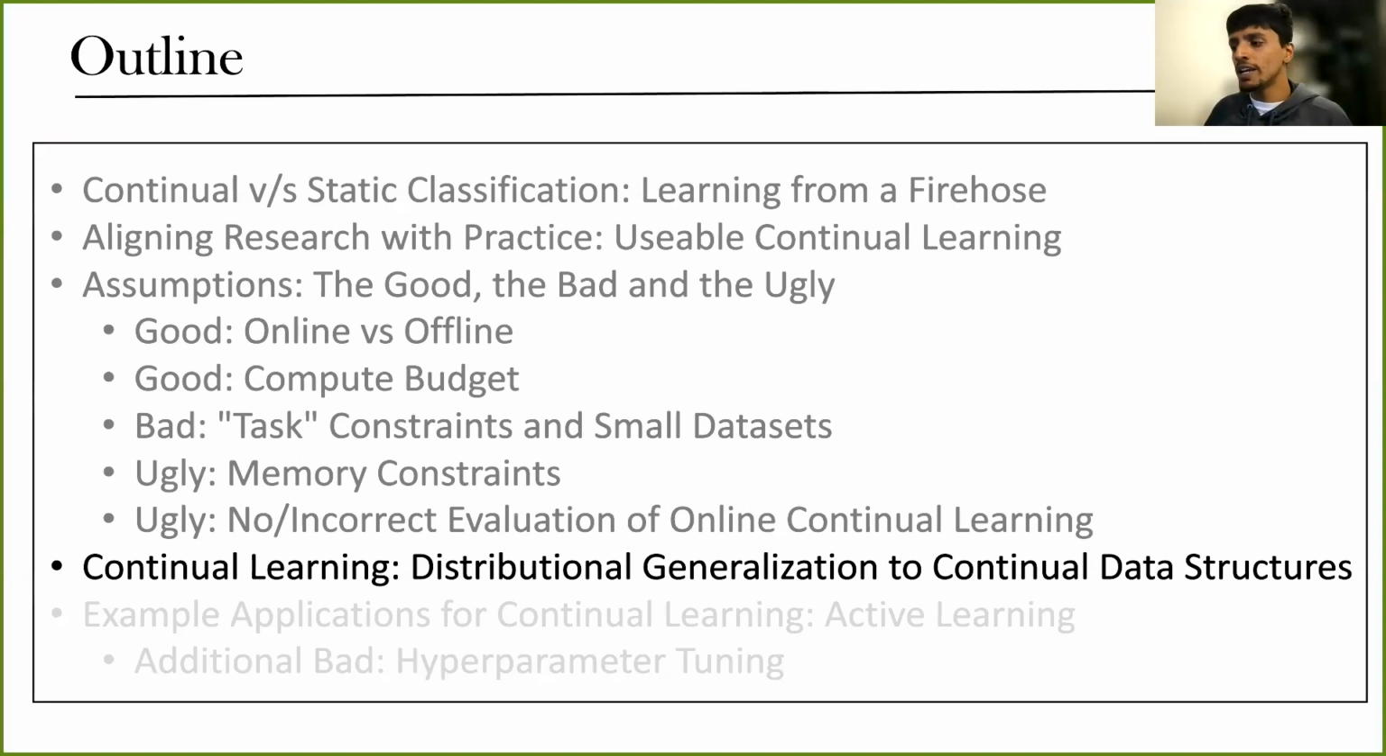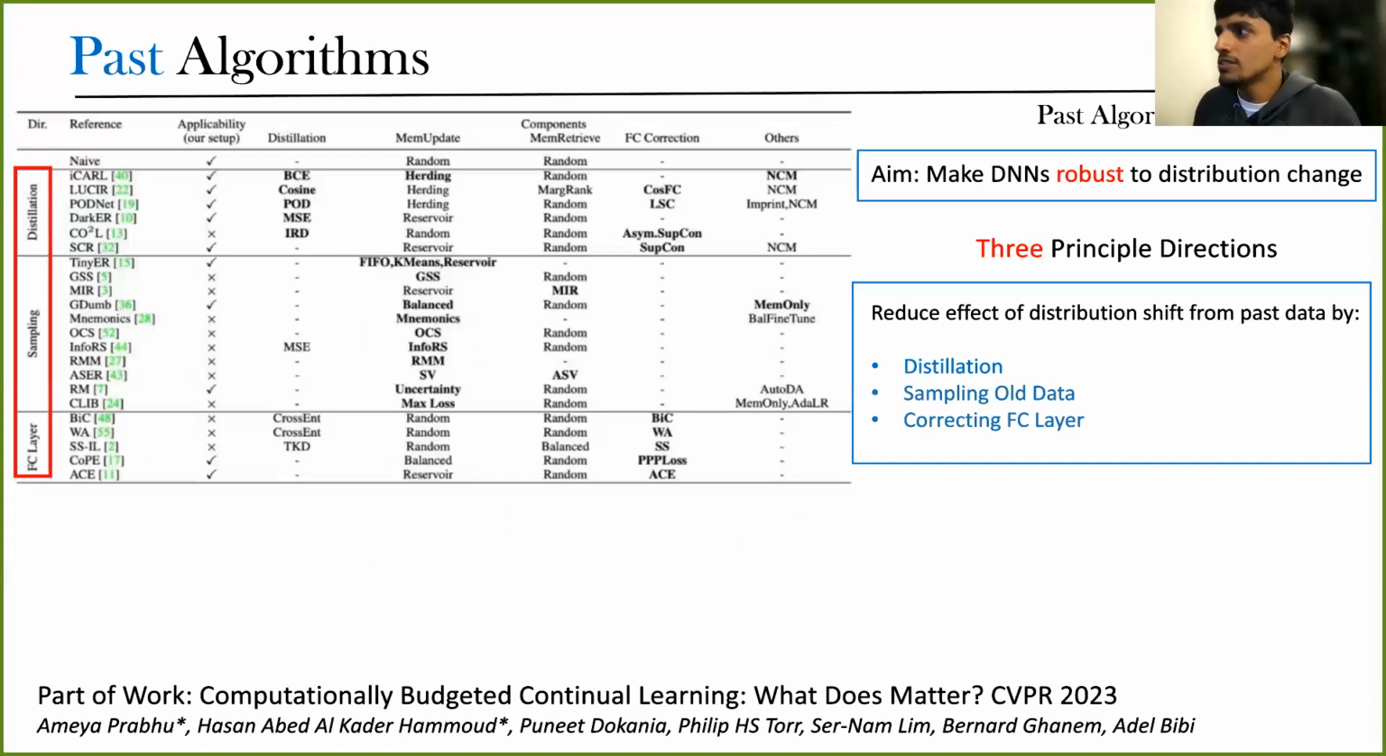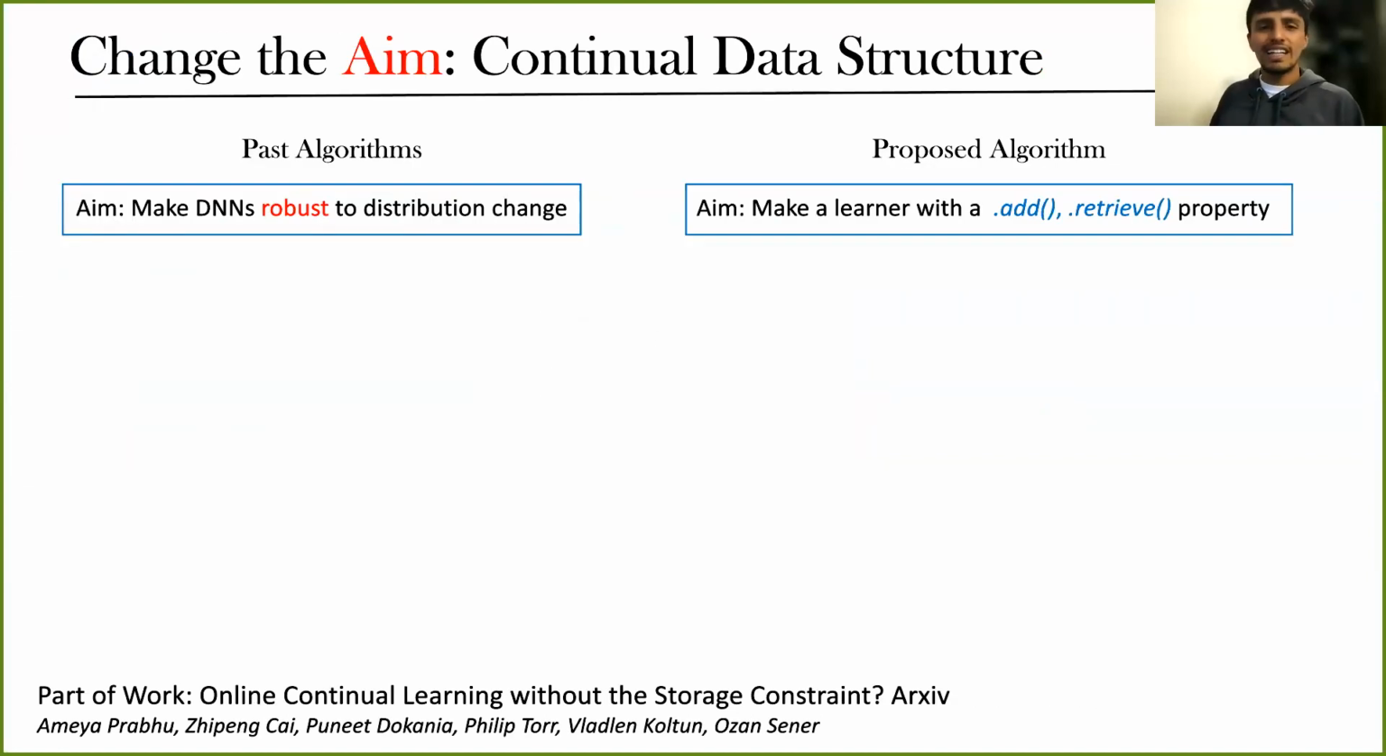Now I come to a new way of doing continual learning. As I motivated before, past algorithms try to make deep networks generalize across different distributions. When they do continual learning, their essential problem is compute efficient distributional generalization, and they did this by various approaches. We take a completely different direction. We say, don't try to make distributionally robust networks. What you can do instead is augment your network with a continual data structure.